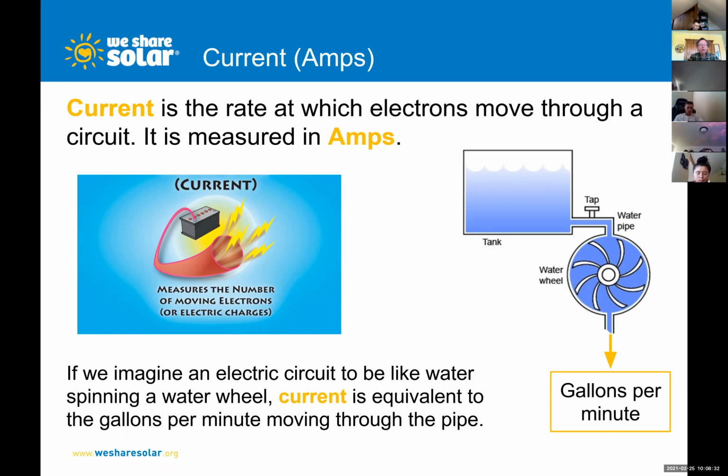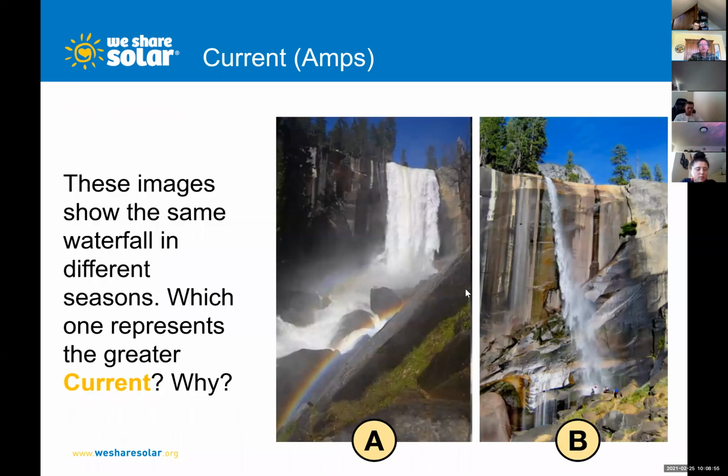So if we imagine an electric circuit like a spinning water wheel, that image over on the right, the amps would be like talking about the gallons per minute, how much water is moving through the pipe. Not how hard the water is pushing, but how much water is actually moving through.